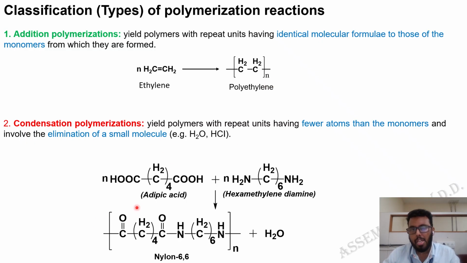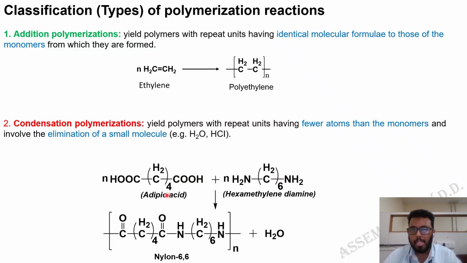Condensation polymer means this yields a polymer with repeat units having fewer atoms than the monomer. Why? Because some molecules are eliminated, like water or HCl. So, as I told you, now you take adipic acid and hexamethylene diamine. So 6 methylene groups, and here also 6 carbon. Look here, 1 and then 4 carbon in the methylene group, so 5 and 6. Here also 6 methylene groups.